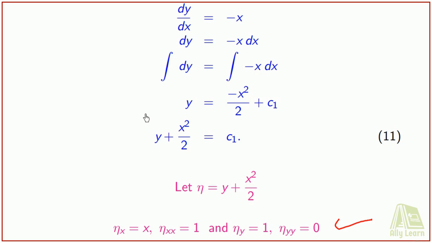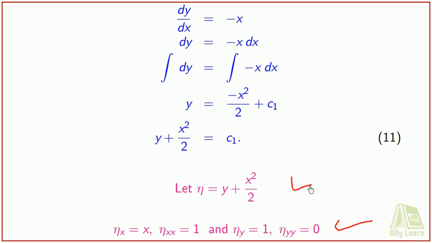Okay friends, so after this, let's move on to our next step. That was changing the independent variables x and y into xi and eta. My xi was y minus x square by 2, and eta is y plus x square by 2. Okay, so let's move to next step.